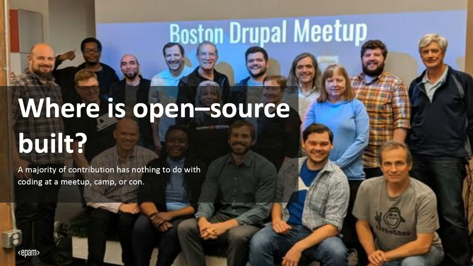So let's talk a little bit about where open source is built. It's built in meetups, camps, cons, by the community, right? Matter of fact, if you think about it, a majority of contribution at those events has very little to do with coding. In order to have those events, we need to think about all of the other stuff, right? And events, don't get me wrong, have contribution sprints. There are people writing code. But if we think of events as a whole, people attending are contributing.